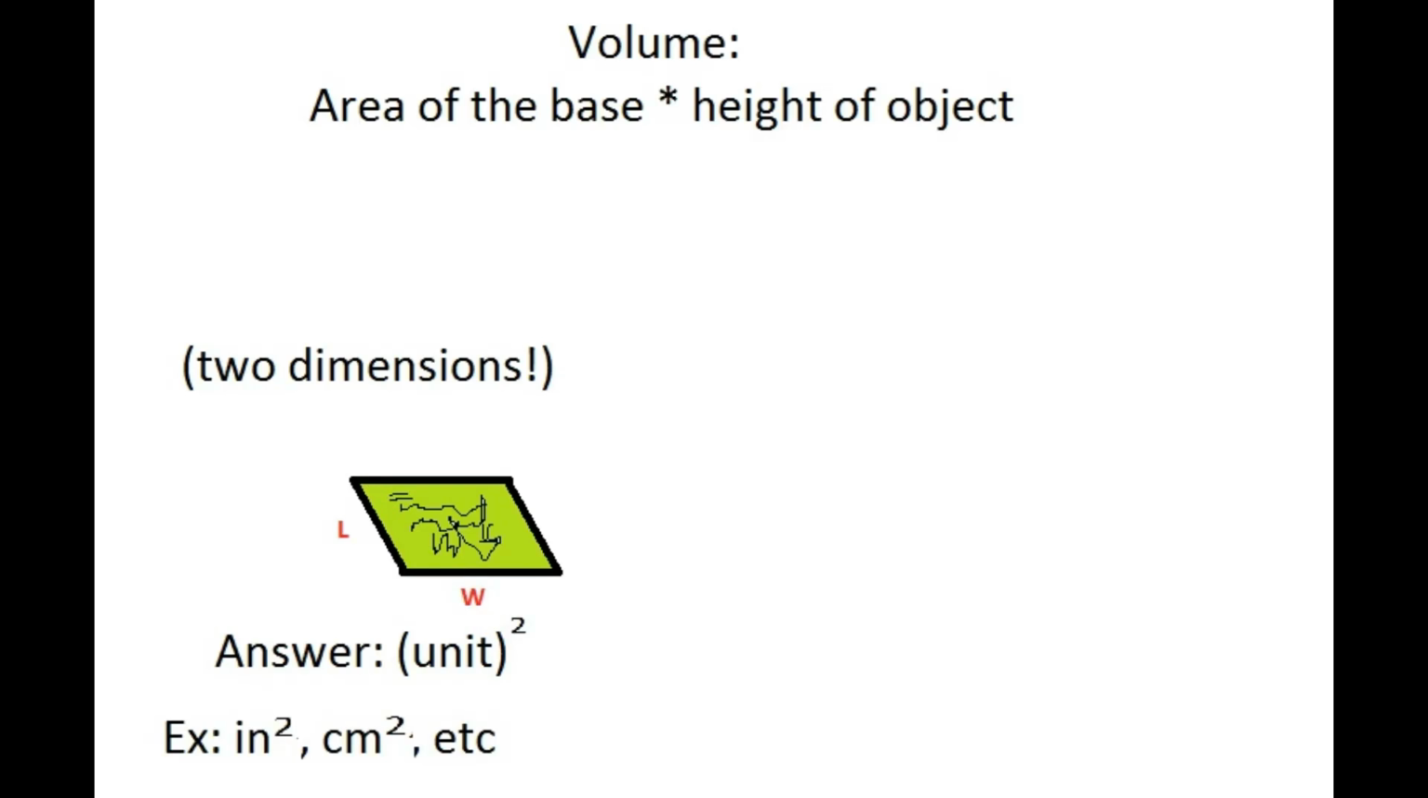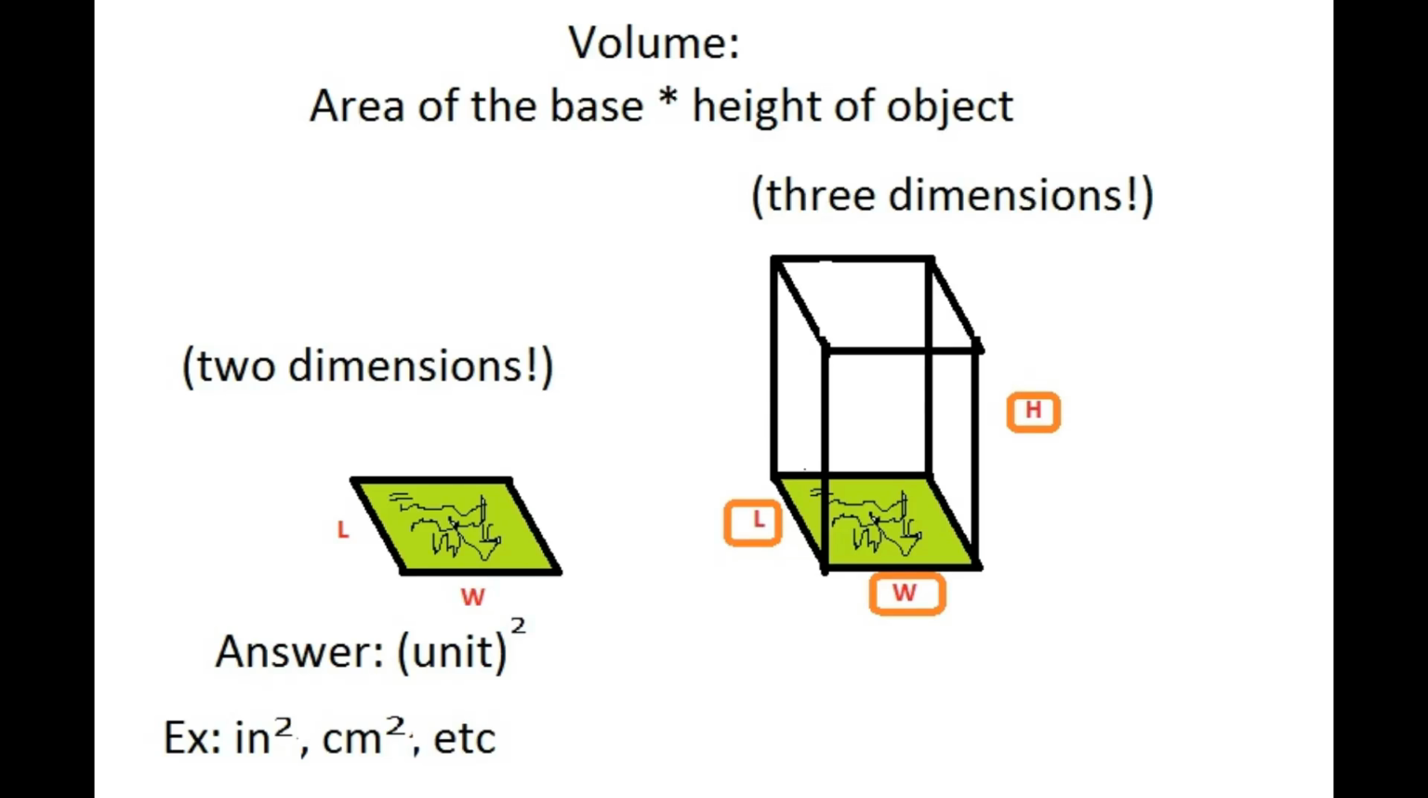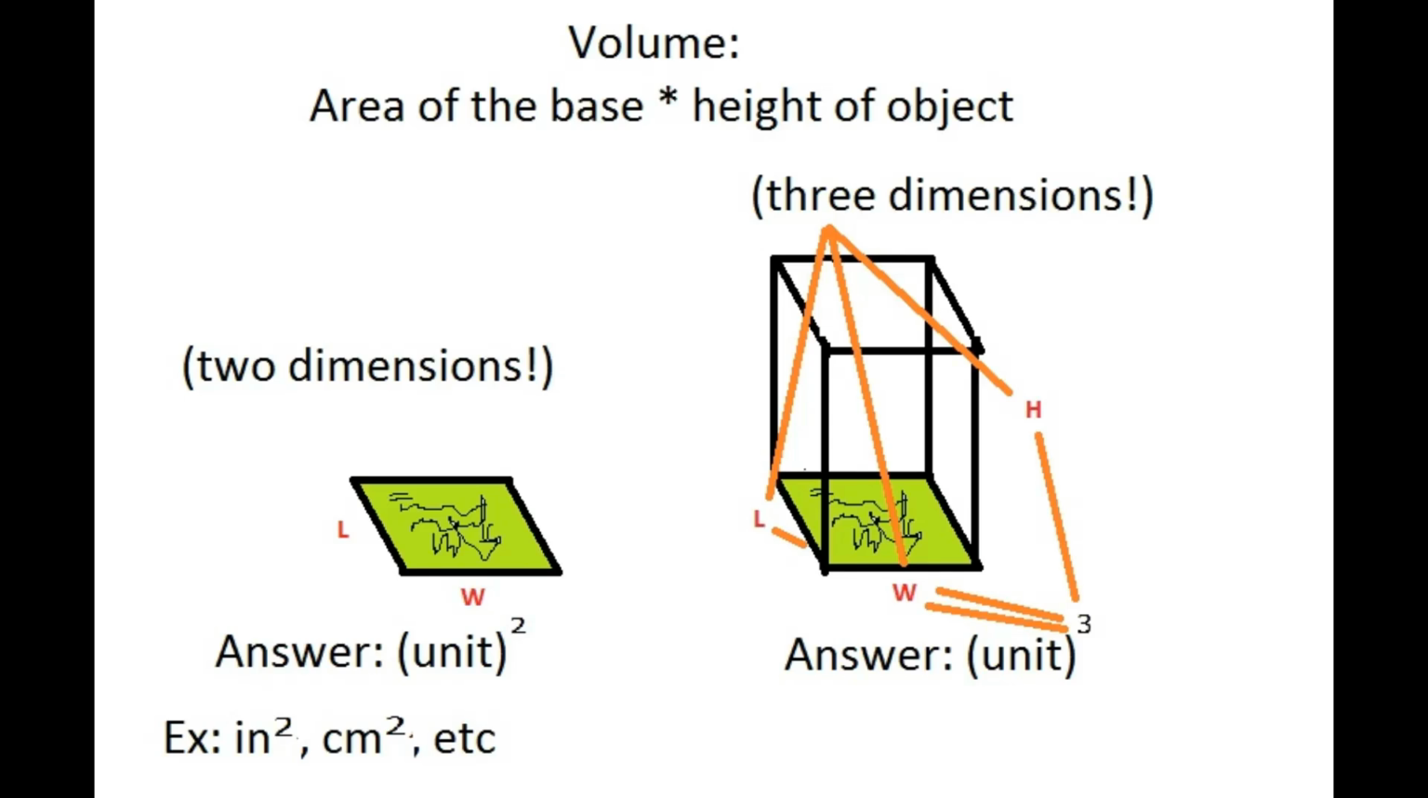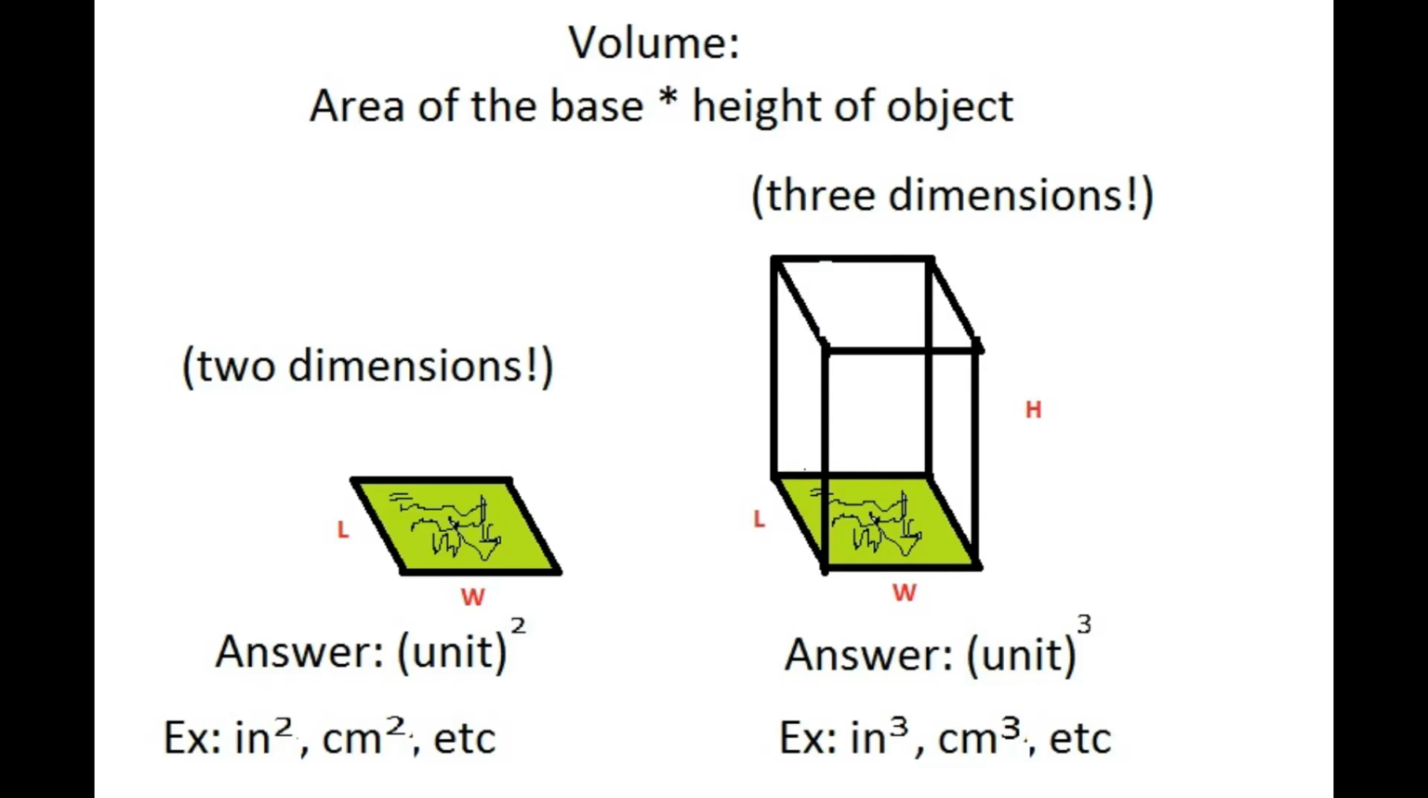If we're looking at volume, though, we're adding one more dimension to it. Volume is length times width times height. So we have length, width, and height. Imagine that that piece of paper has been dropped into the bottom of a cardboard box. Now we're talking about filling up some space. So our answers, length times width times height, are always going to be in units cubed, because there are three dimensions. So we're looking at inches cubed, centimeters cubed, and so on and so forth.